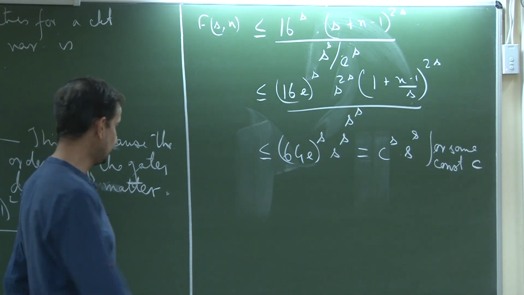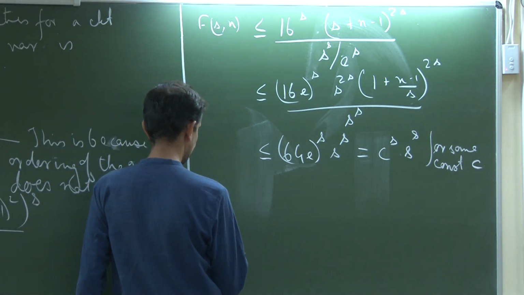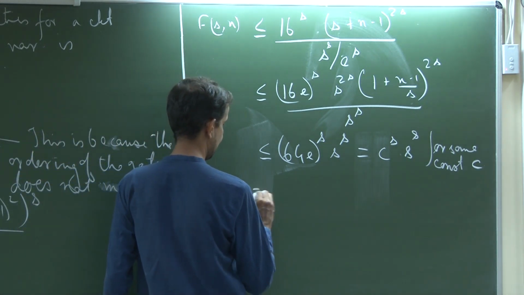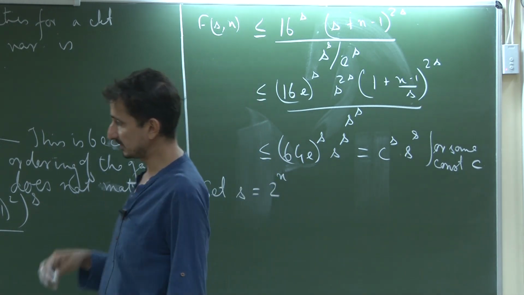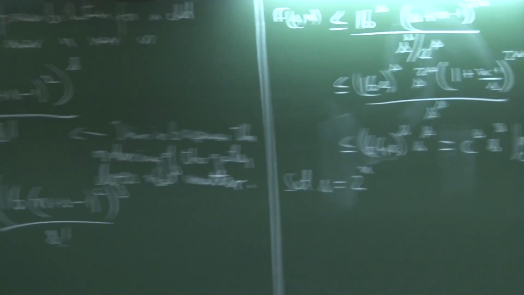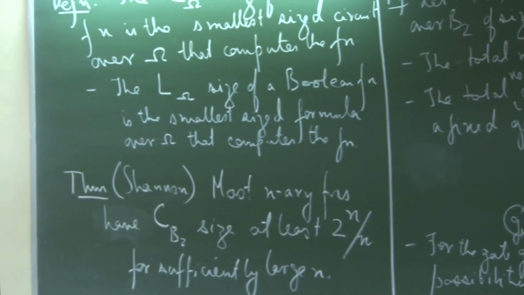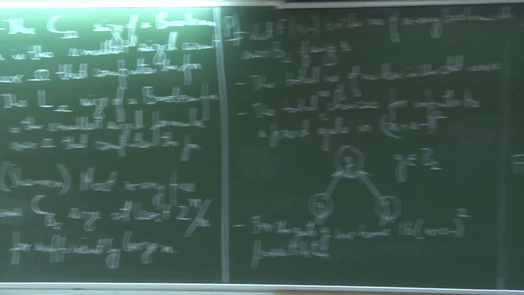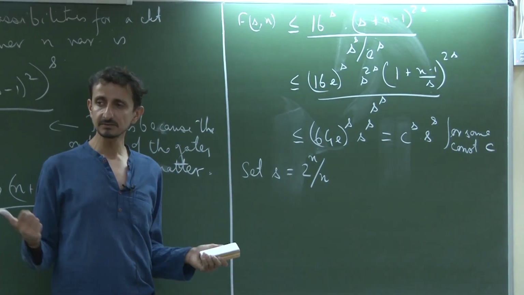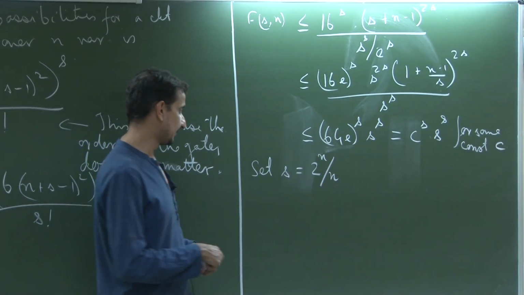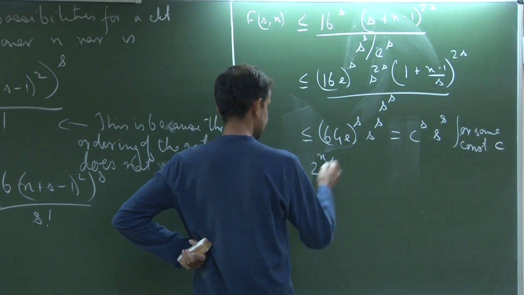So, we will now take a value for s. Okay. Now, let us say we set s to be 2 to the power n. So, what is the bound that we wanted? We wanted 2 to the power n by n. So, let us set s to be 2 to the power n over n. So, s was an arbitrary variable for us, we can set it to any quantity that we like.